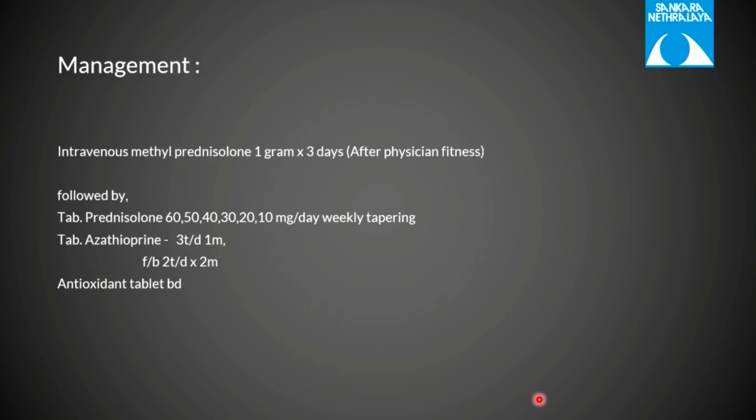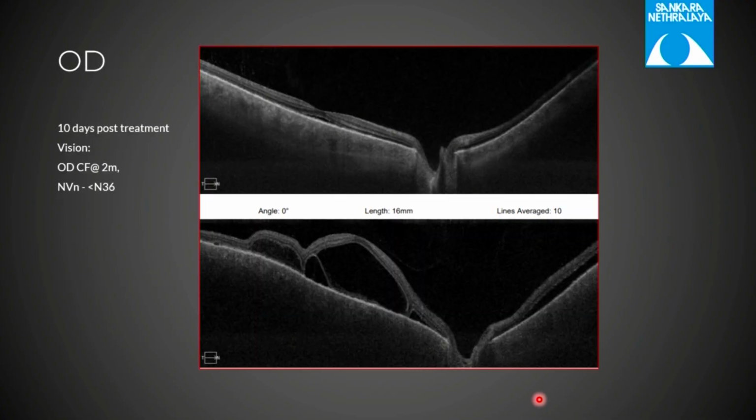Management is intravenous methylprednisolone 1 gram for 3 days as given, followed by oral prednisolone weekly tapering dose, and tablet azathioprine 3 times daily for 1 month, followed by tapering to 2 times daily, along with an antioxidant given twice daily. After 10 days post treatment, the vision in the right eye was counting fingers at 2 meters, and the near vision was less than N36. Here, this is the old image. You can see here.